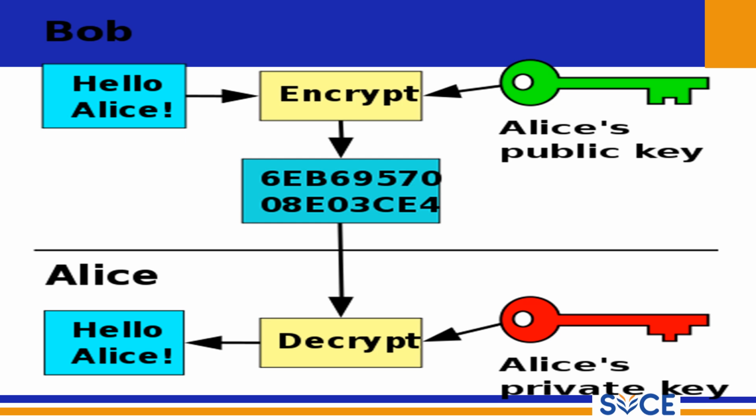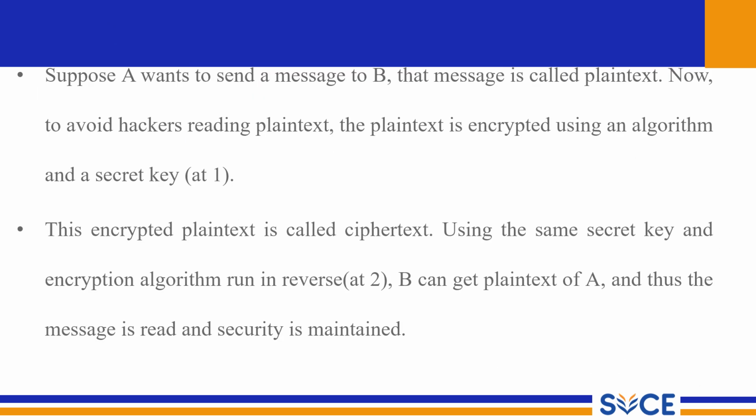This is what is explained here. Suppose Alice wants to send a message to Bob, the message is called plain text. To prevent hackers from reading the plain text, it will be encrypted using an algorithm and a secret key. This encrypted plain text is called ciphertext, and using the same secret key and encryption algorithm run in reverse, Bob gets the plain text, and thus the message is read and security is maintained.